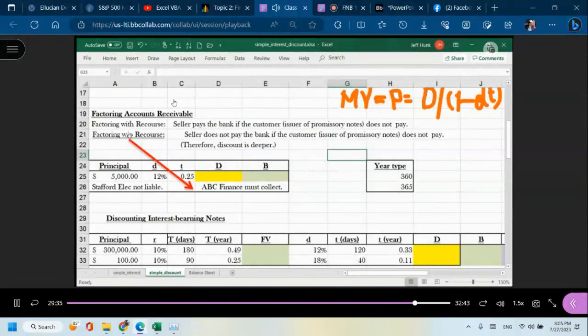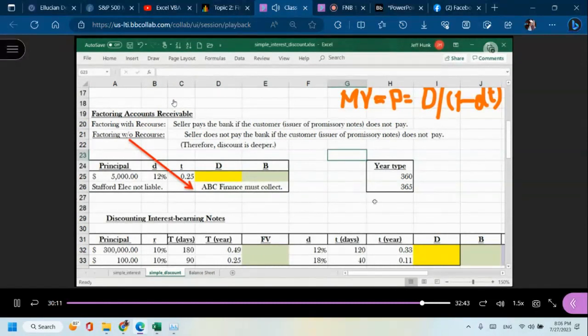There are two types of factoring. One is factoring with recourse. The other one is factoring without recourse. Recourse means you have something to fall back on, right? Some support. Factoring without recourse, there's no support. So what does that mean? Factoring with recourse is where the seller, in other words the one who brings the promissory note to the bank, pays the bank if the issuer of the promissory note does not pay.